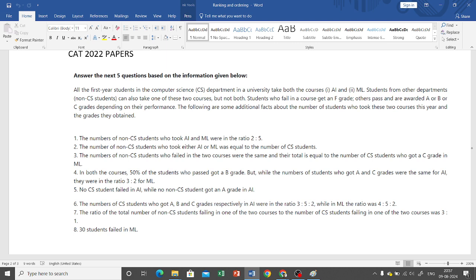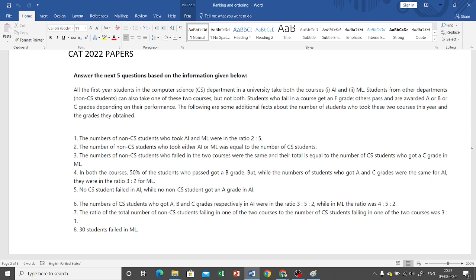Okay, so all the first year students in a computer science, read it, you will like this sum. All the first year students in the computer science department in a university take both the courses AI and ML. Neeladri, can you see the screen?